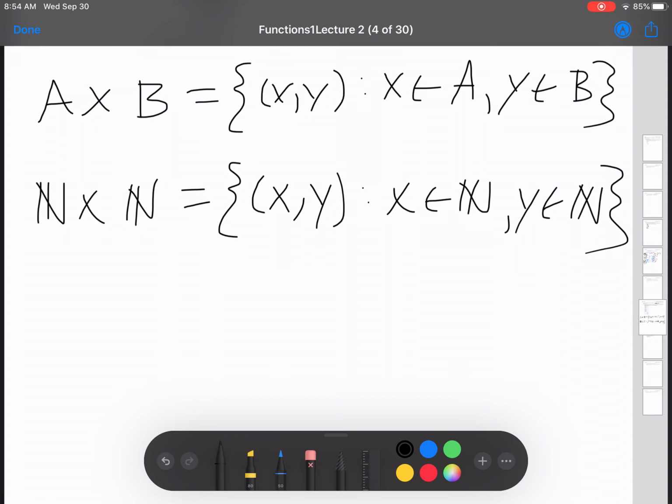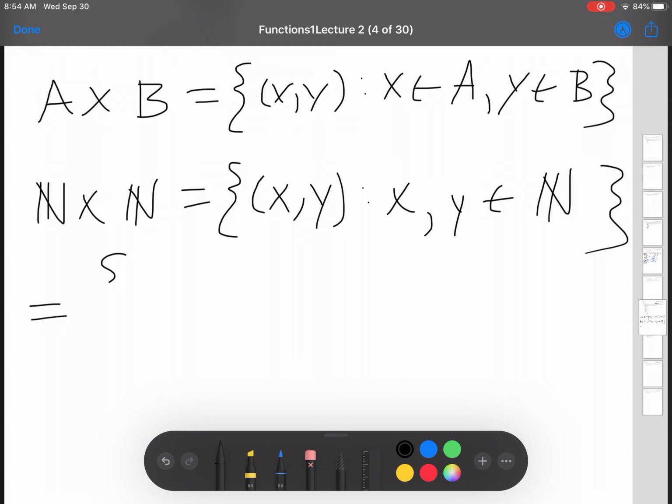Now we could write this without having to do so much writing. We could write this as x, y are in the natural numbers. Okay, so let's list out some elements of this set.